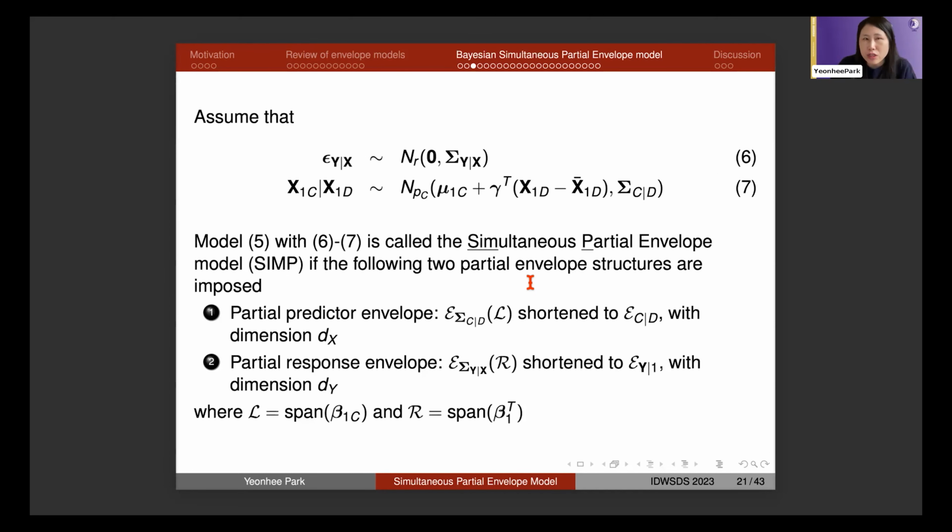We have two distributional assumptions, which is commonly done. Our errors epsilon follow the normal distribution, and we have the linear relationship between X1C and X1D. Then model 5 with the two distributional assumptions, equations 6 and 7, is called the simultaneous partial envelope model if we have two partial envelope structures: the partial predictor envelope and the partial response envelope.